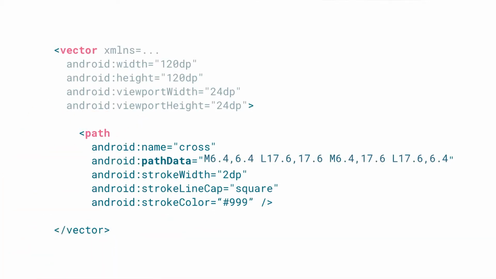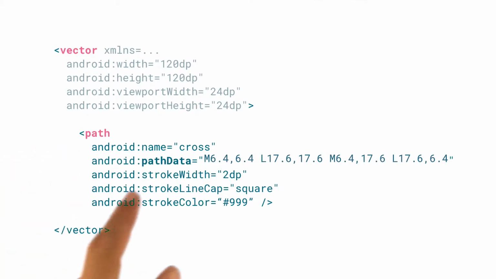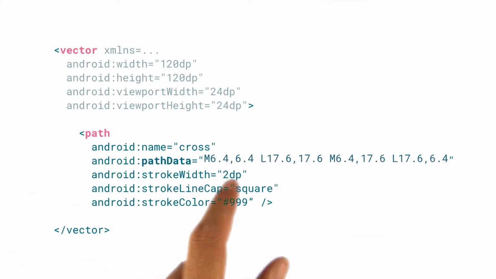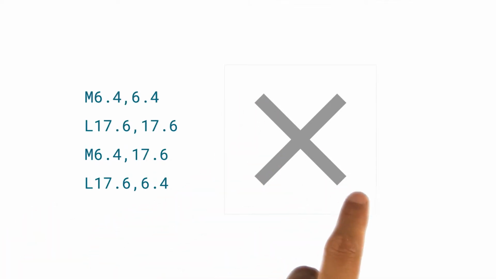Here's an example of a VectorDrawable. It defines a path, which has a series of space-separated drawing commands which use a subset of the SVG path data spec to draw lines, curves, and so on. For example, these commands draw a cross by moving to a point, drawing a line to another point, lifting and moving to another point, and drawing another line. Simple.